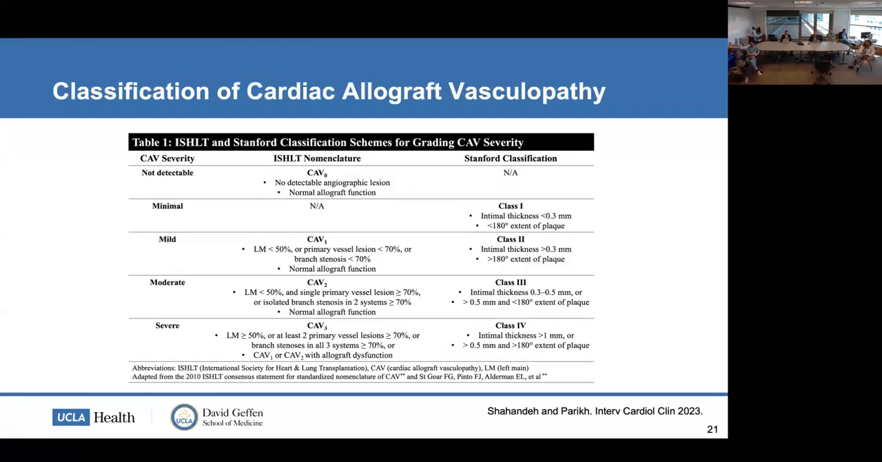And this table, I won't go into the details, but it shows the difference between the standardized ISHLT nomenclature or classification system based on angiography versus the Stanford classification, which is based on IVUS. I'll just highlight, for example, moderate CAV by ISHLT really involves a greater than 70% lesion on angiography, whereas if you take the corresponding value for the Stanford classification, you need intimal thickness of just 0.3 to 0.5 or greater than 0.5 and less than 180 degrees of an arc. And so this highlights how you can have pretty severe CAV without having obstructive CAV.